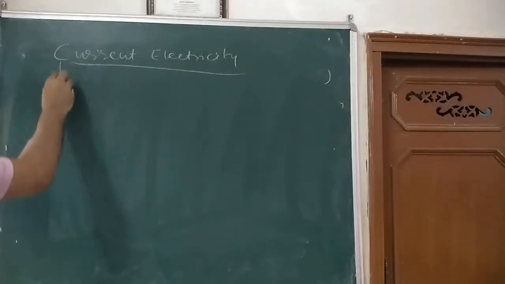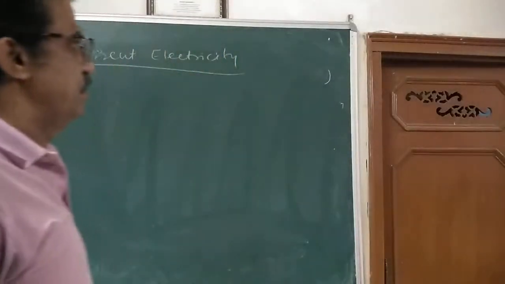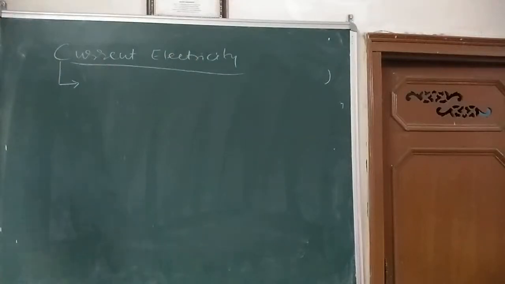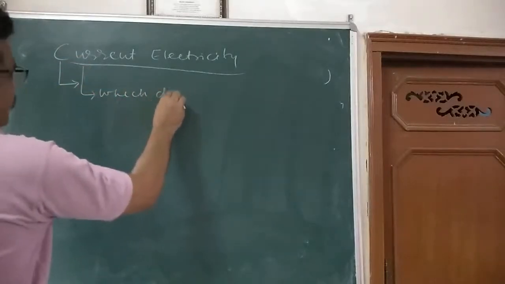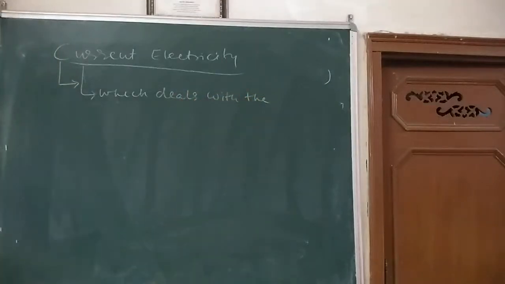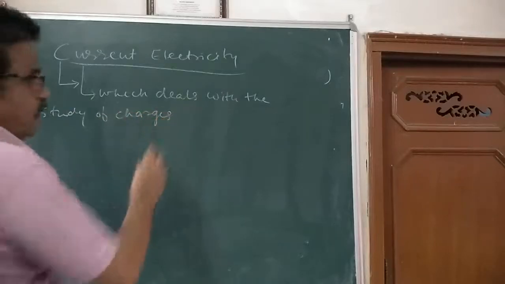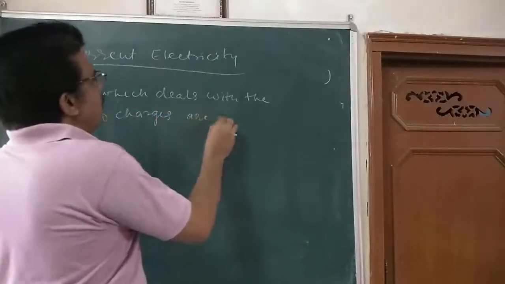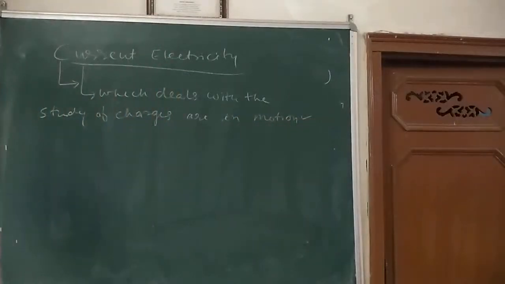First, I want to define what is current electricity. What is that branch of physics? So current electricity, we can say, is the branch of physics which deals with the study of charges that are in motion.